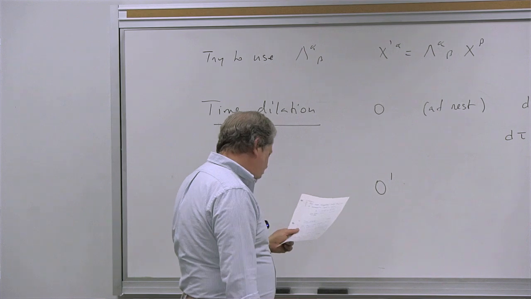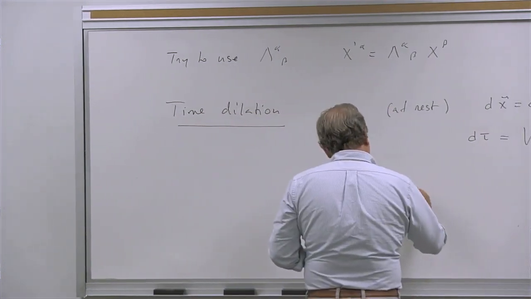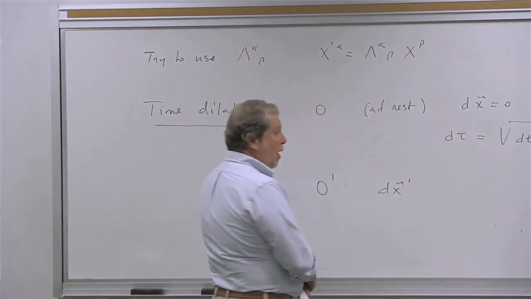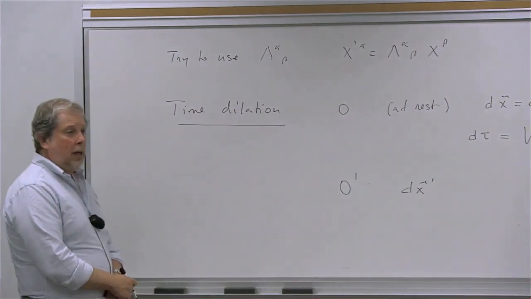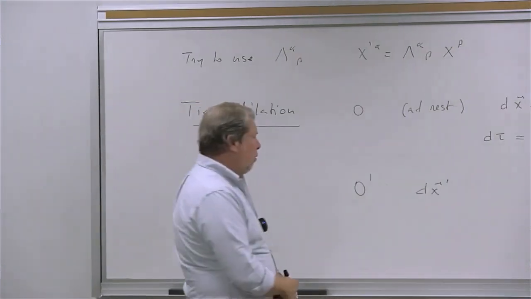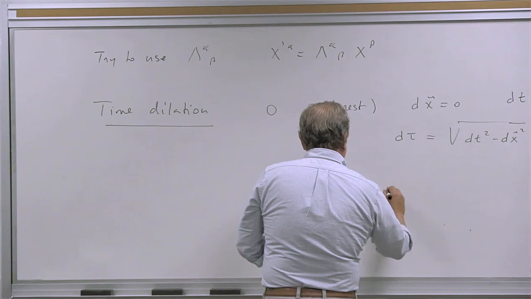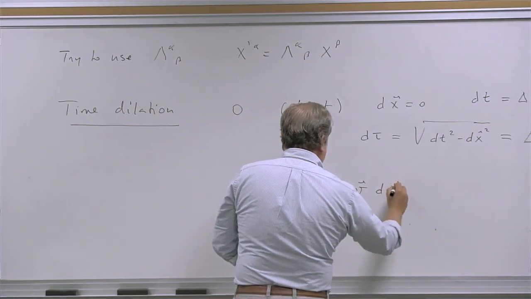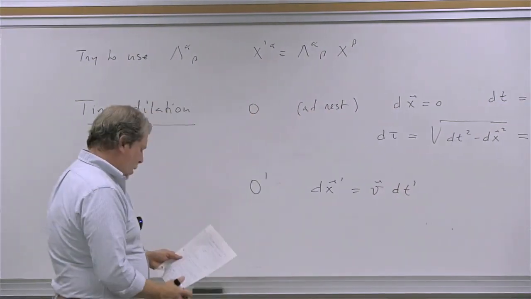And now we look at the other observer. For the other observer, it's of course described by a prime coordinate system, and now it is moving with respect to the first one, so we know that dx prime is equal to v times dt prime because of the movement, right?